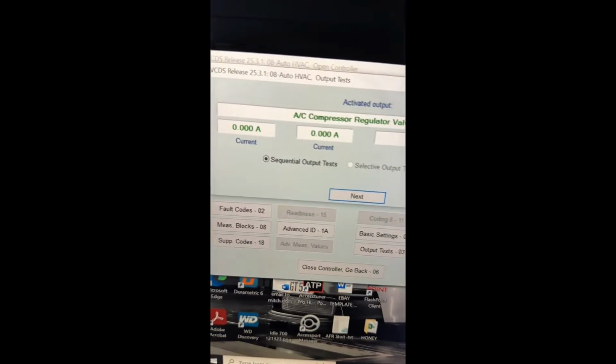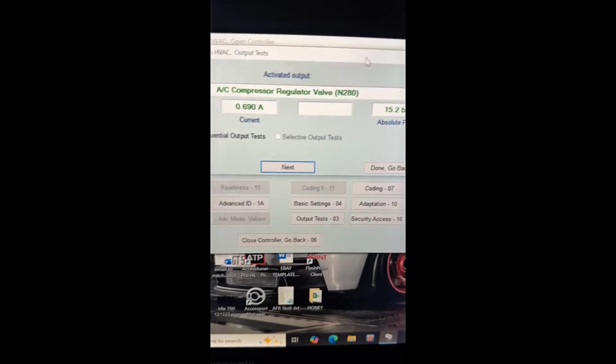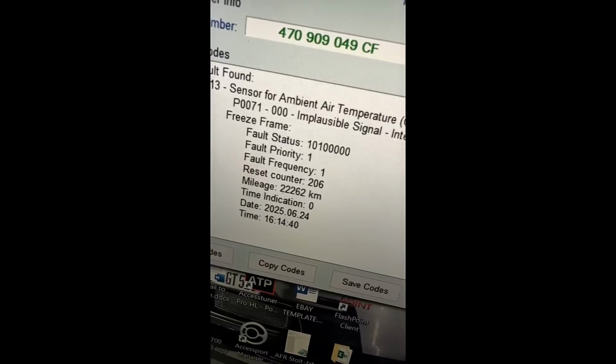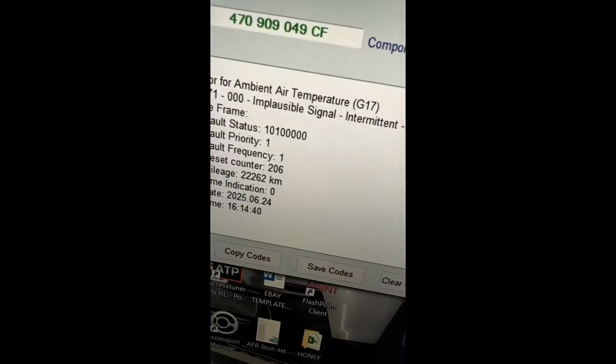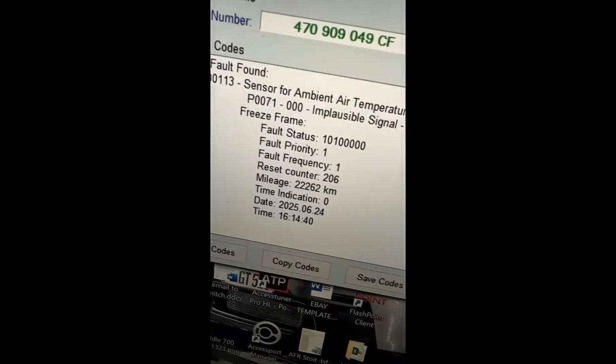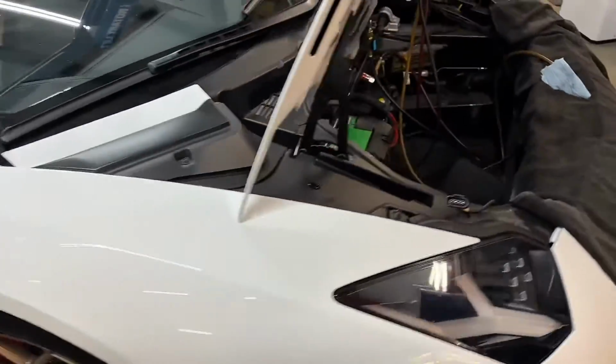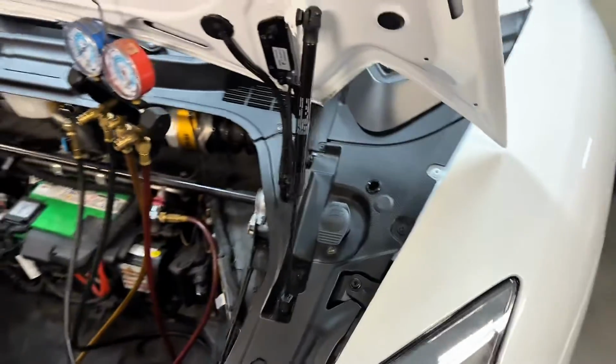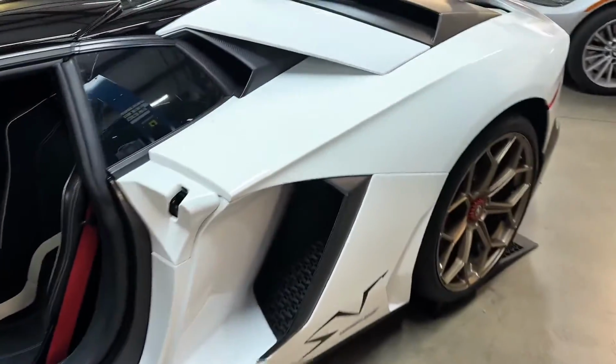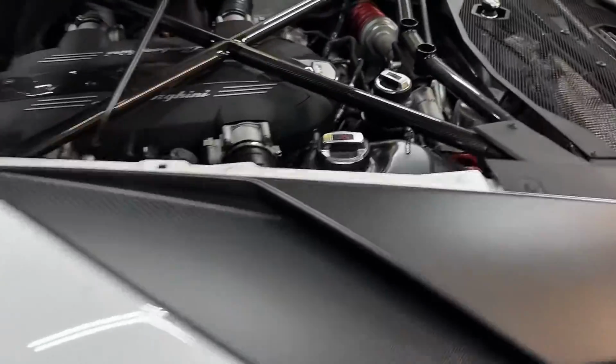So here's our pressure test for the air conditioning. So here's the fault: sensor for ambient air temperature implausible. So ambient temp sensors cause problems where you have fluctuation in your temperatures. So the air conditioning system on this car, which is controlled by a solenoid to optimize AC cooling, will engage and disengage and cause it to wear out prematurely.